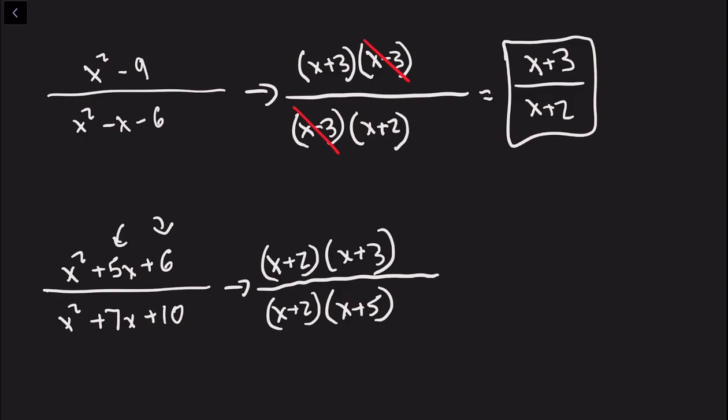So now we can look at any common terms. Well, I see an x plus 2 here and an x plus 2 here, so we can cancel both of those terms out. If they're on the top and the bottom, we can just cancel them out. So our final answer is going to be x plus 3 over x plus 5. And that's as simplified as we can get.